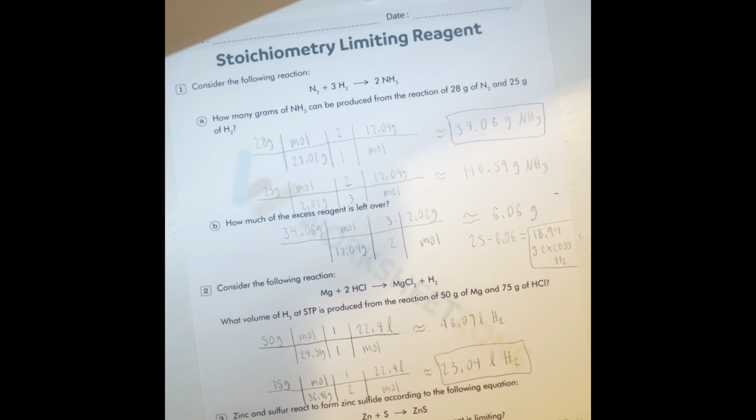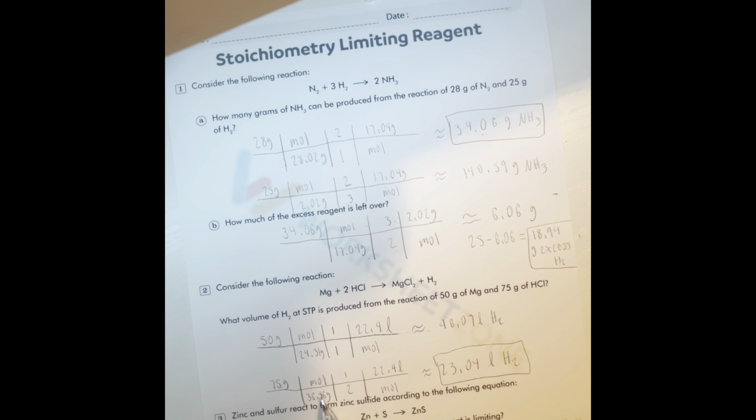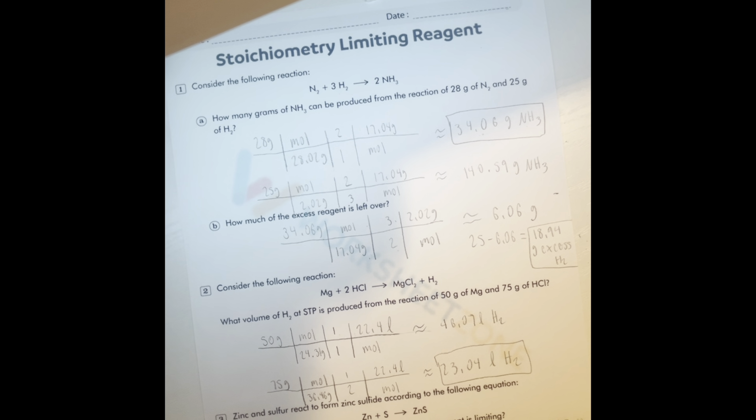This next one, 75, because I'm doing the HCl. 75, molar mass of HCl, the ratio, then the amount to get to liters, mole, and I got approximately 23.04 liters H2. So that is how much H2 is produced in the reaction of 50 grams of magnesium and 75 grams of hydrochloric acid. And that means that hydrochloric acid is also our limiting reactant.